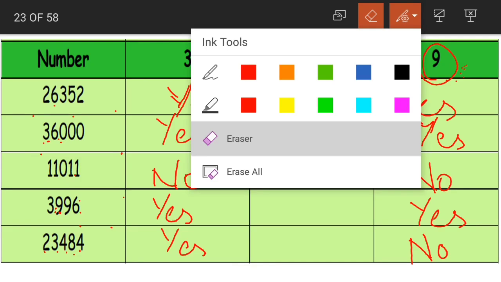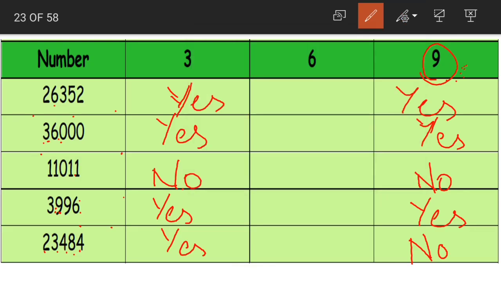Now coming to 6, what is that? It should be divisible by both 2 and 3. Yes. Now here, first one, it is already divisible by 3. Is it divisible by 2? Yes, it has 2 in the ones place. So it is divisible by both 2 and 3. So it is divisible by 6. Next, here it has 0 in the ones place. So it is divisible by 2 and also divisible by 3. So yes, it is divisible by 6.